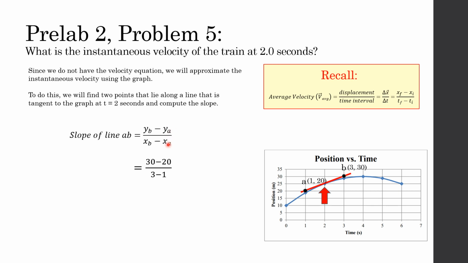Okay, so we plug in those values. So we have 30 minus 20 over 3 minus 1, right? That simplifies to 10 over 2, which then simplifies to 5 meters per second, and that is the answer. Our instantaneous velocity at t equal to 2 seconds is 5 meters per second.